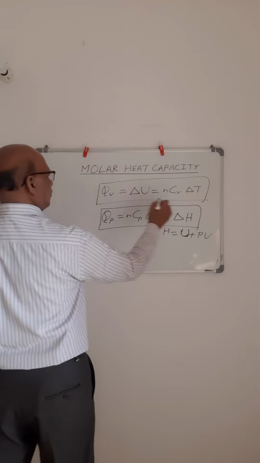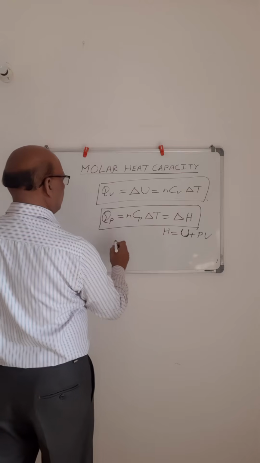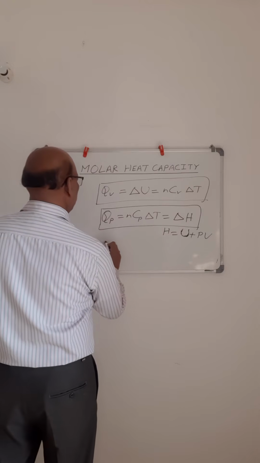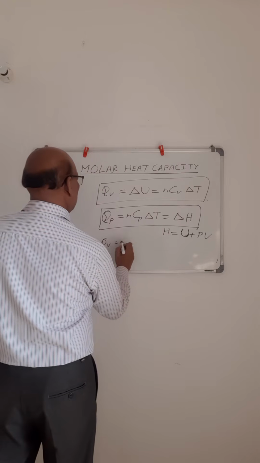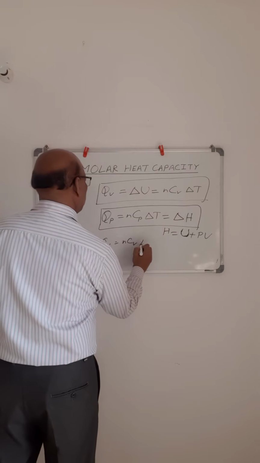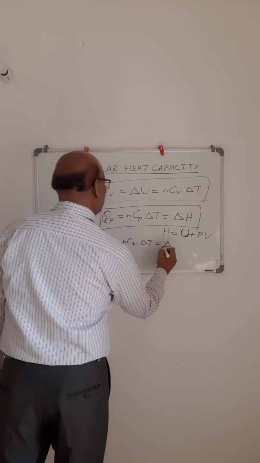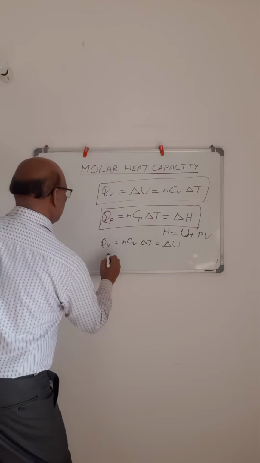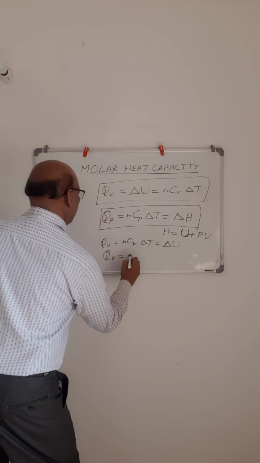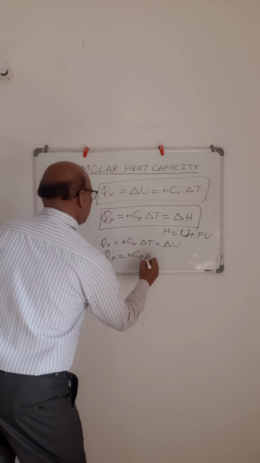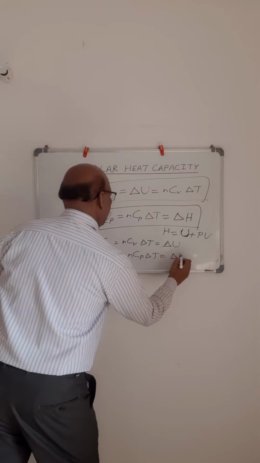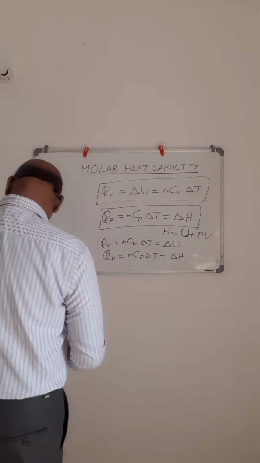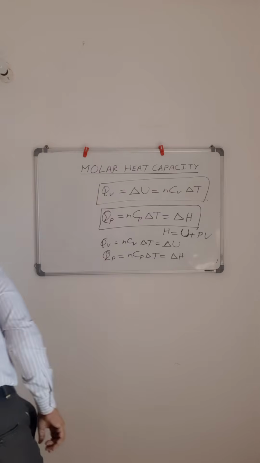So these two formulas we will use frequently in our calculations: Qv equal to n Cv delta T equal to delta U, that is the increase in internal energy, and Qp equal to n Cp delta T equal to delta H, that is the increase in enthalpy of the gas.